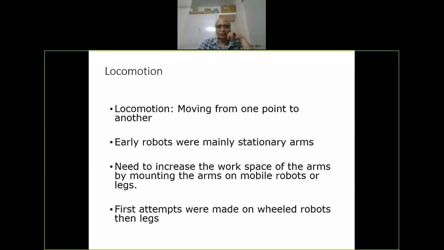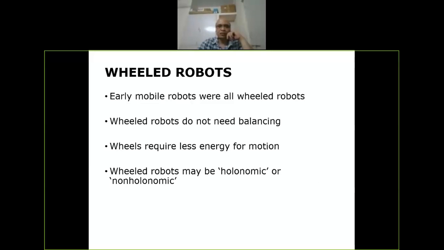The first attempts were made on wheeled robots rather than legs. Most of these early mobile robots were wheeled. Why wheeled? Because wheels do not need balancing, and they are energy efficient. That is the reason most of these robots were wheeled in the early days, and even today they are essentially wheeled for these two reasons of balancing and energy requirements. Wheeled robots can be holonomic or non-holonomic.